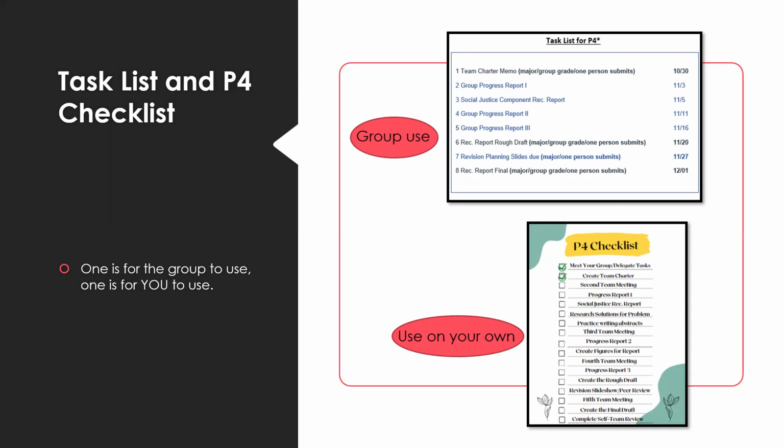This week, you'll be checking 2 items off this 17-item list. You're going to meet with your group to delegate tasks, and together you'll create the team charter. So boom, boom, 2 things already will get done this week.